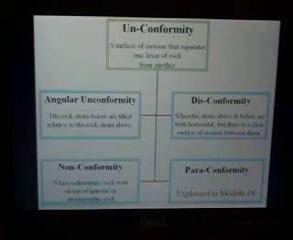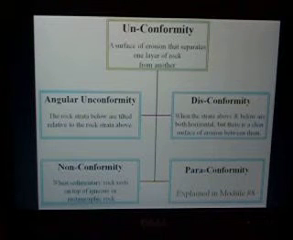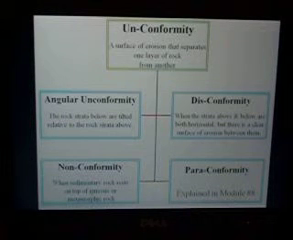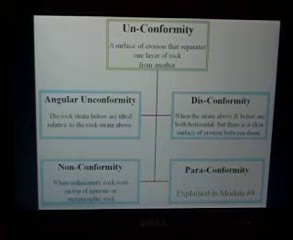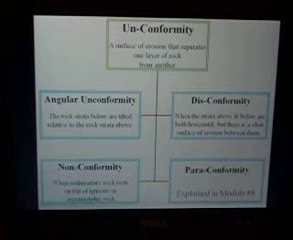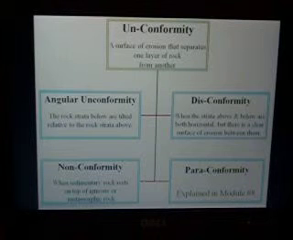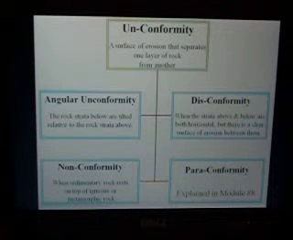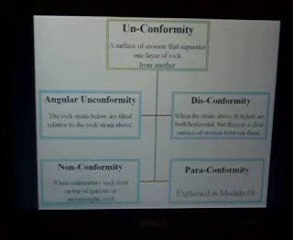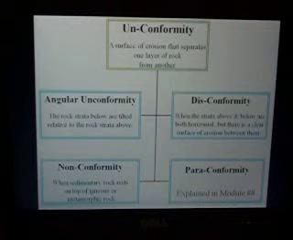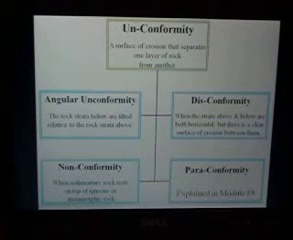Now those can come in a variety of ways. You can have an angular unconformity where the rock strata below are tilted at an angle relative to the rock strata above. A disconformity is when both of the layers are sedimentary rock. A nonconformity is when you have sedimentary rock on top of igneous or metamorphic. And then we listed this paraconformity and said we would explain that in Module 8. Well, here we are in Module 8, so it's time to explain this.